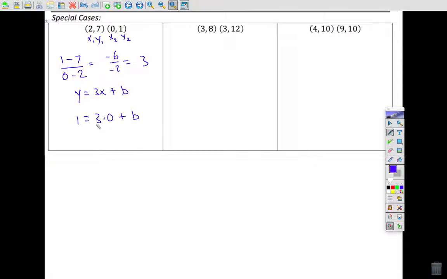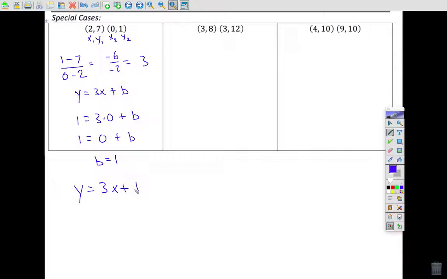So we have 3 times 0, 1 equals 0 plus b. In this case, it's kind of weird because there's not really anything you actually have to do. So b is just equal to 1. And so your equation looks like this: y equals, here was our slope, 3, x plus 1.